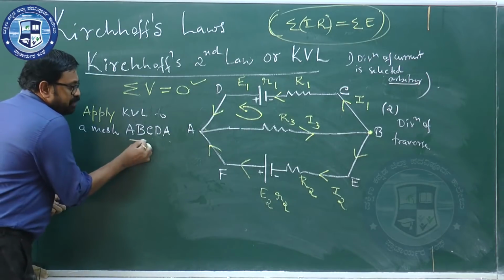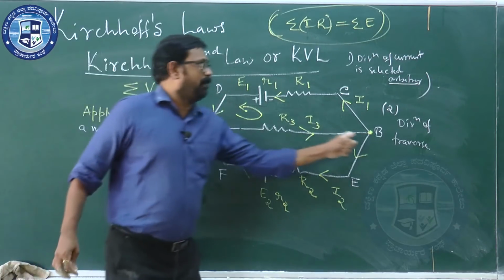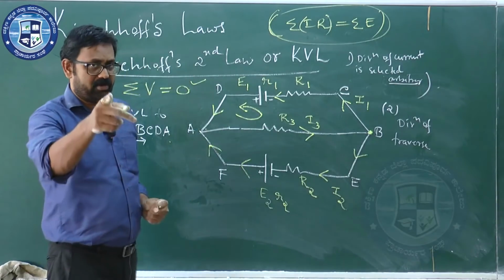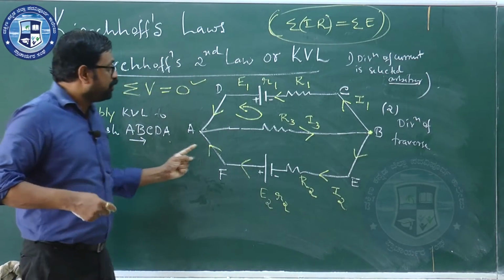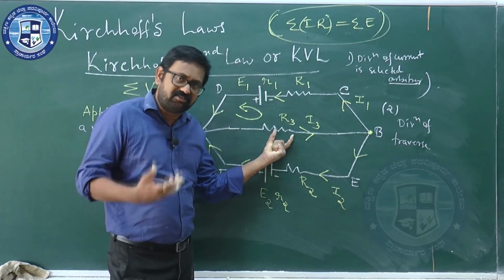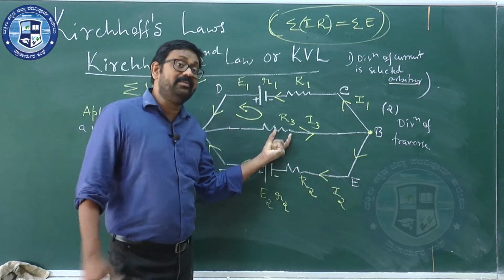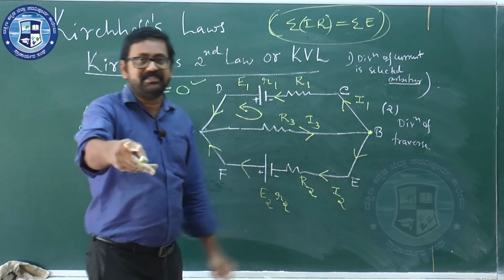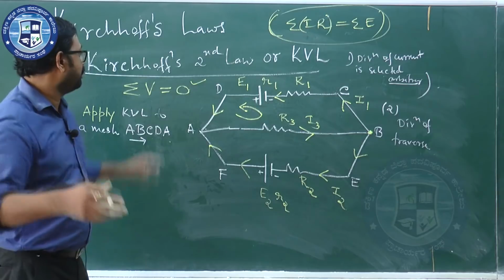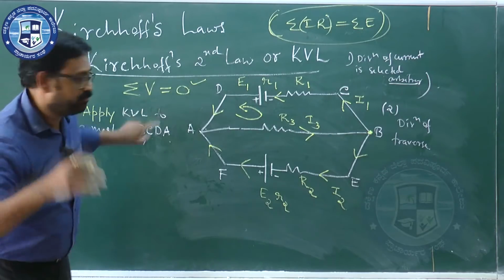Move from A to B. When you are moving from A to B according to the direction of a traverse, do you meet any resistor on the way? Yes. Who is that? R3. What is the current through the resistor? I3. What is the product of current and resistance? I3 into R3, which is nothing but V, correct?